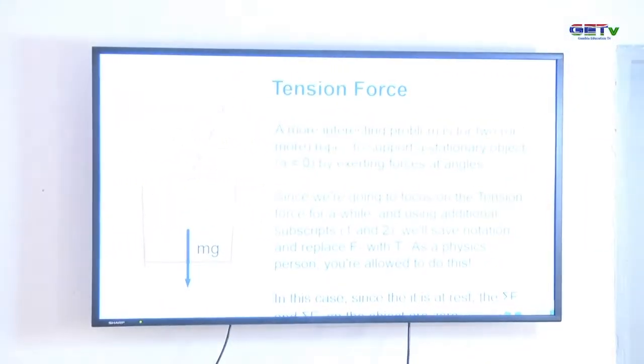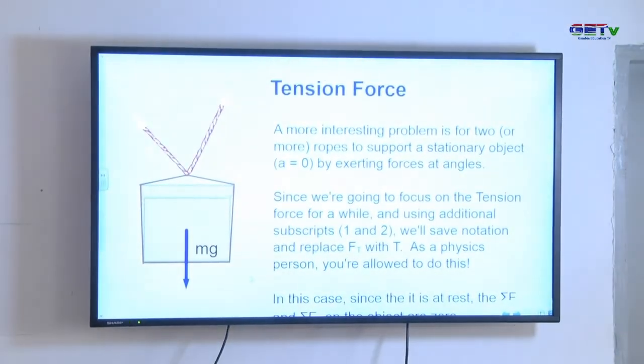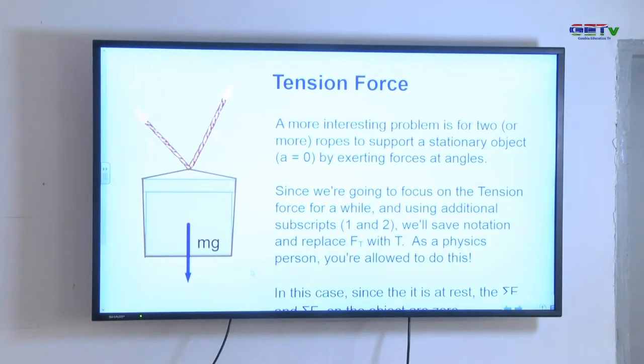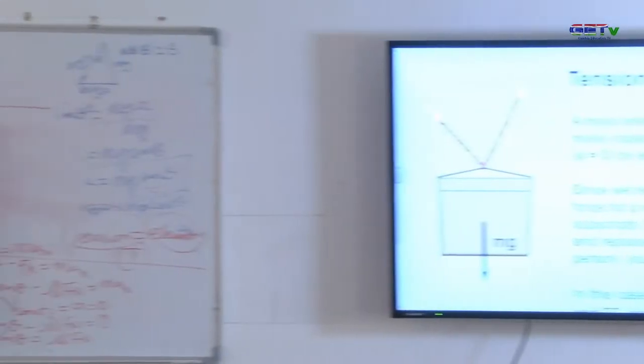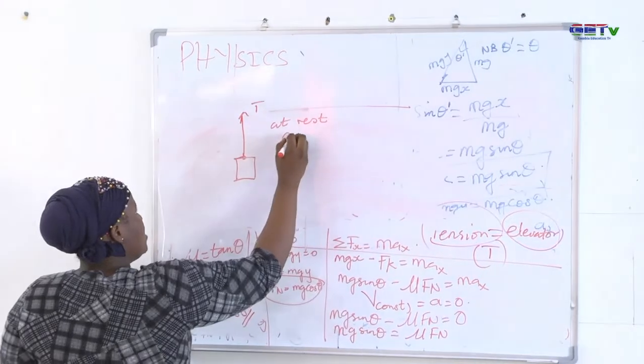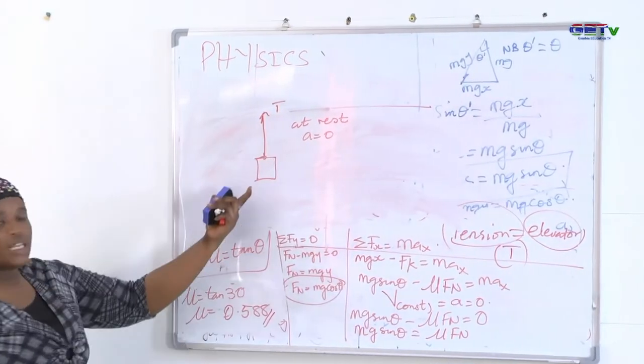Good. 2 ropes. Now, when we are given 2 ropes supporting an object, for a single rope, it is always simple. For a single rope, you just have to note the direction in which the object is accelerating, or you also have to note if the object is stationary or not. Now here, for a single rope, this is what we have. Let's say this is a rope with tension T, and this is a mass. If the object is at rest, what happens? If the object is at rest, it means a is 0. What other force is acting on this object?